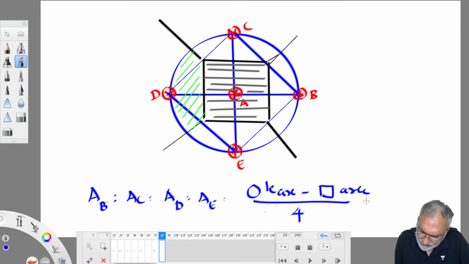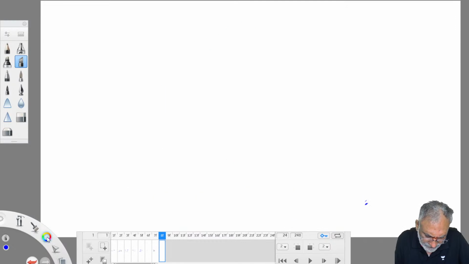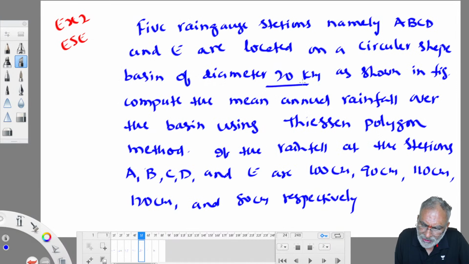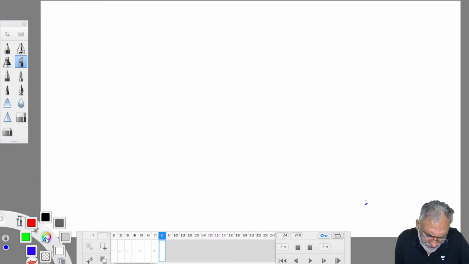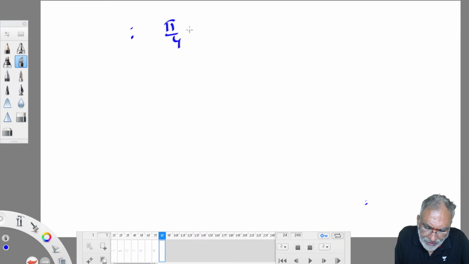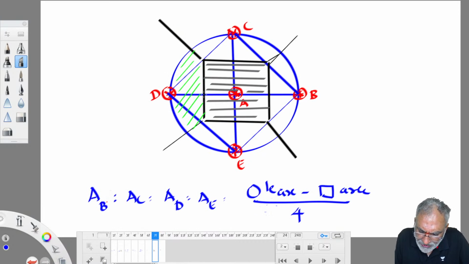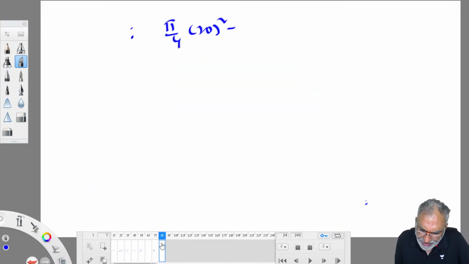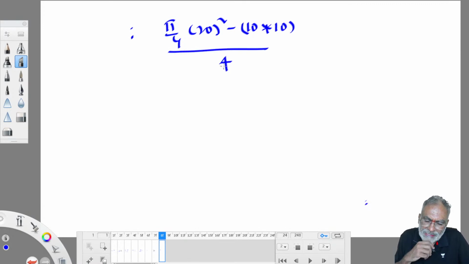What is the circle area? The diameter of the circle is given as how much? The diameter is 20 kilometers. So the circle area is pi by 4 into 20 square. If it is 20 kilometers, what is the length here? It is connected between this to this. This point to this point is the radius. It is 10 kilometers, the radius. From here to here 5, from here to here 5. So this is 10 kilometers, and this is also 10 kilometers. So the square area is equal to 10 into 10, by 4.